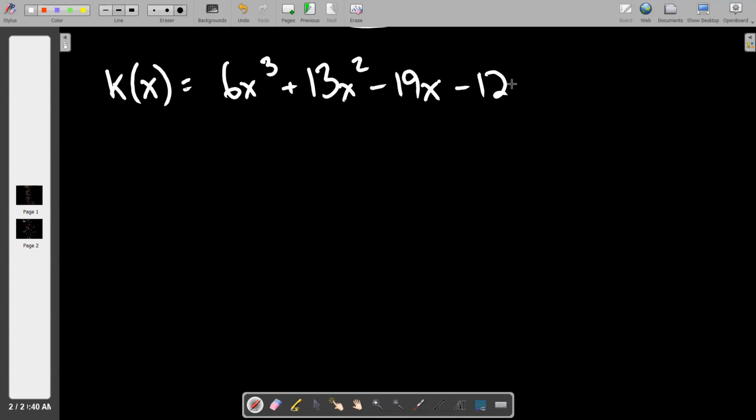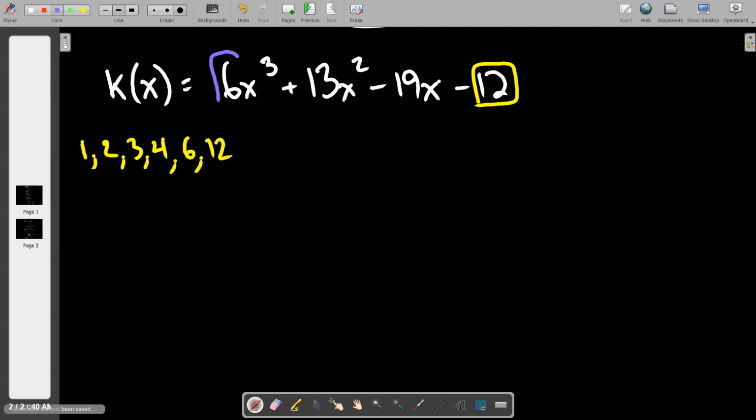So begin the process by listing out all the factors of the constant at the end and all the factors of the leading coefficient, and let's build a bunch of fractions. So what are the factors of 12? Good. And then, of course, at the front end, we've got a 6. What are his factors?